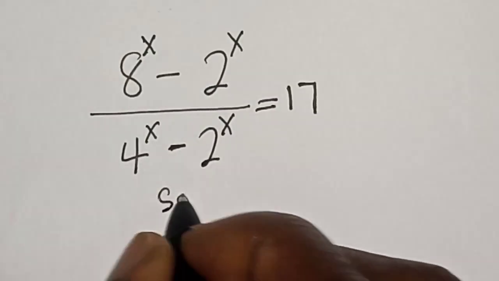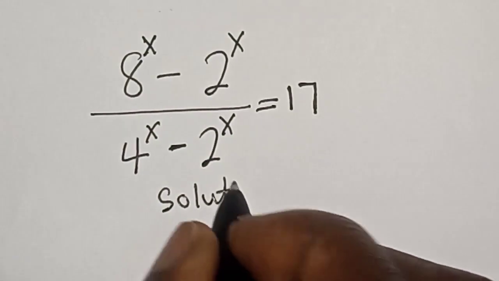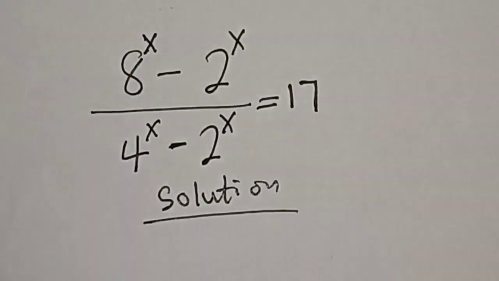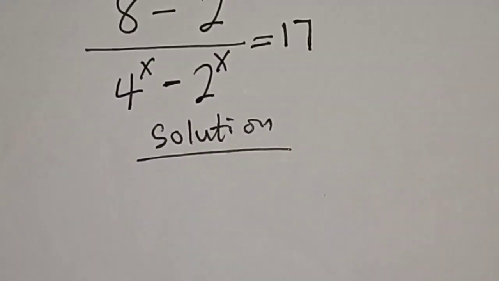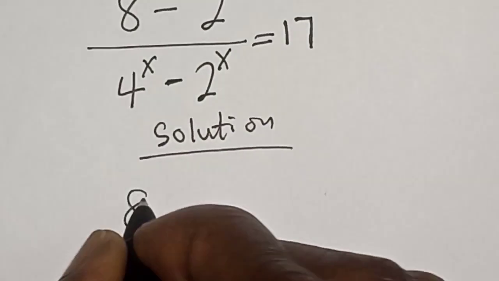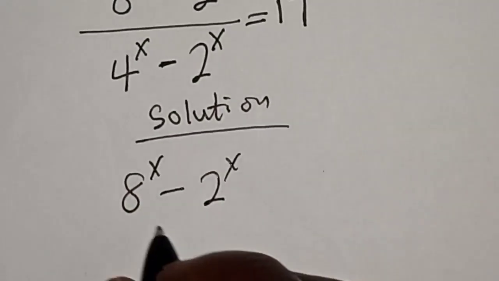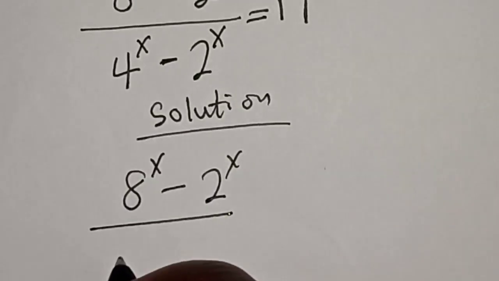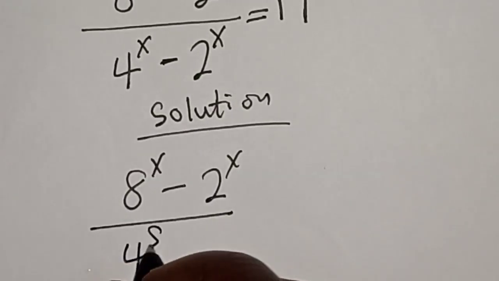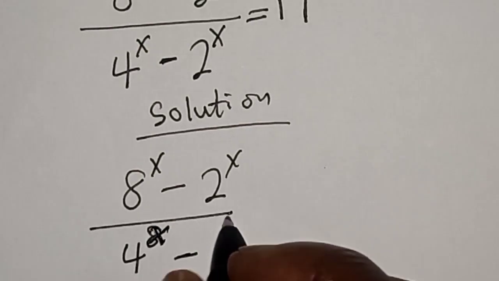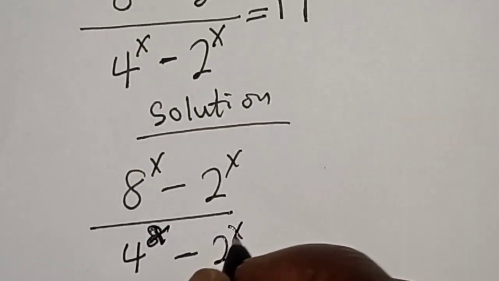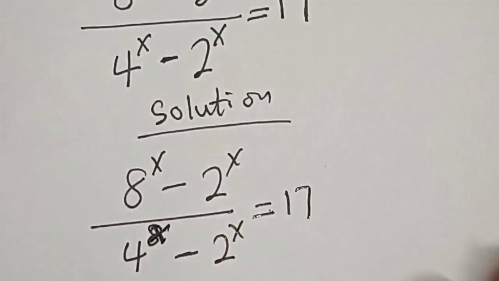Solution. 8 raised to power s minus 2 raised to power s, divided by 4 raised to power s minus 2 raised to power s, is equal to 17.